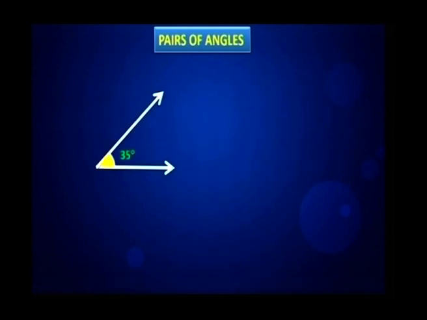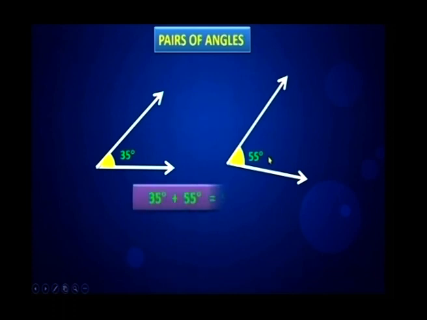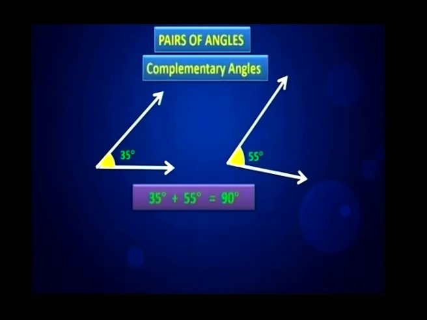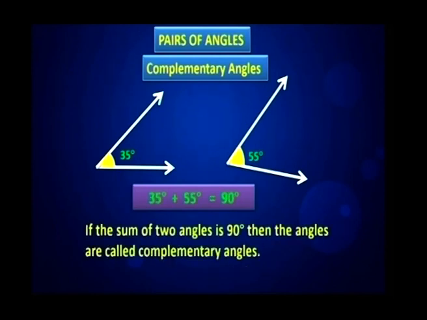Look at the angle shown on your screen. Yes, the measure of this angle is 35 degrees. Now let's see another angle. Here the measure of this angle is 55 degrees. Let us find the sum of these two angles, that is 35 degrees plus 55 degrees is equal to 90 degrees. Such types of angles are called complementary angles. Hence, we can conclude that if the sum of two angles is 90 degrees, then the angles are called complementary angles.